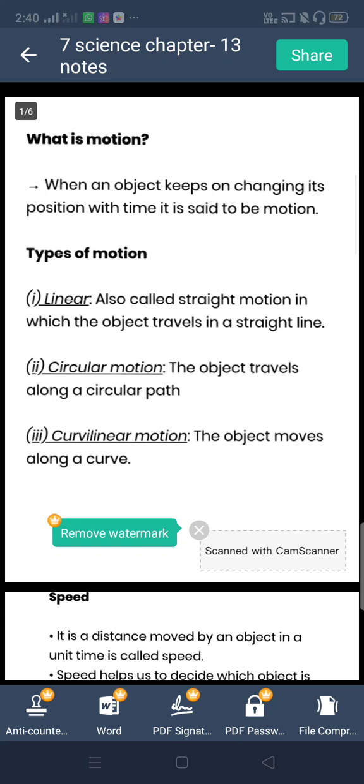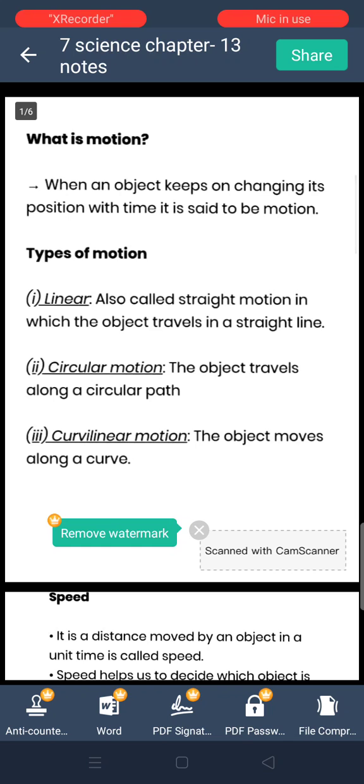Hello students, today we are going to start our chapter number 13, time and motion. What is motion? When an object keeps on changing its position with time, it is said to be motion. So, when any object changes its position from one place to another with respect to time, then it is said to be motion.